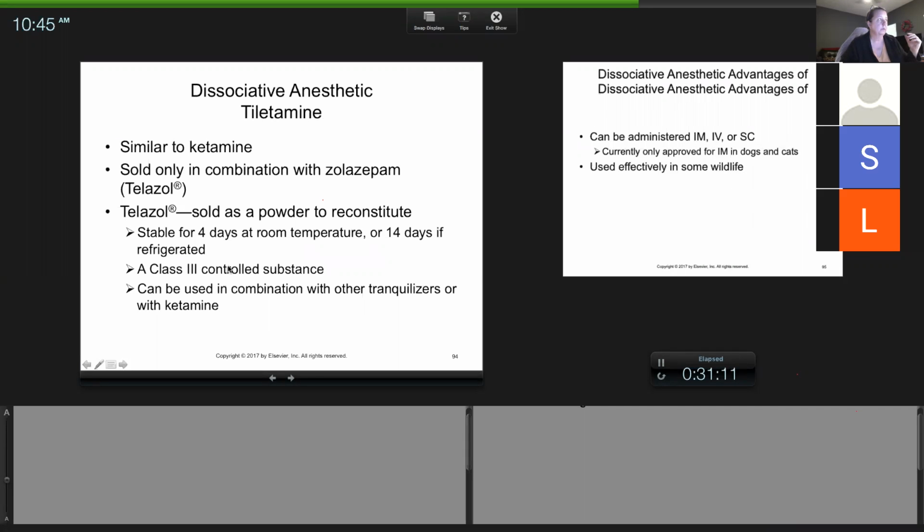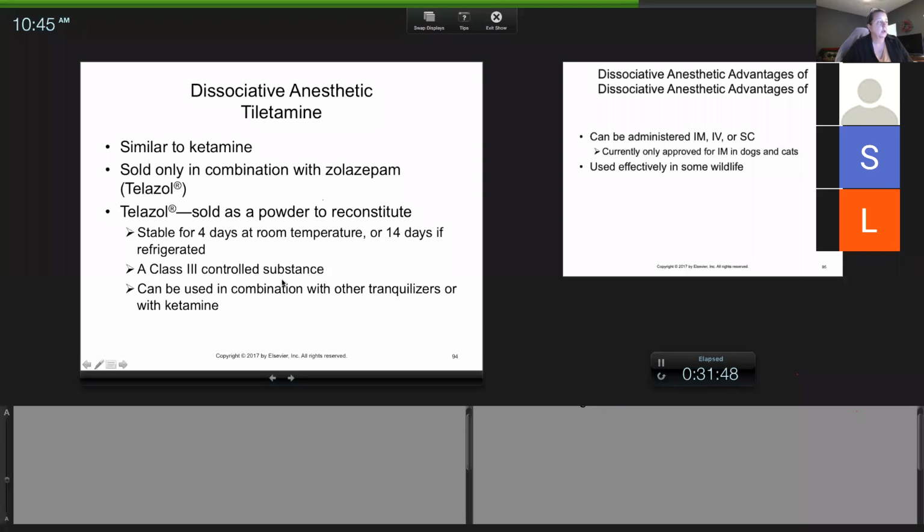Now, tiletamine, all I'm saying is you can't get tiletamine by itself. It's basically in the same family as ketamine, but it's only sold as Telazol, which is the two drugs together. It's a powder. You mix it with some saline, and you can store it at room temperature. If you put it in the fridge, this drug will last longer. But again, if you stick it in the fridge, it's controlled. So is anybody going to get in the fridge? So a lot of people store it in a cabinet.